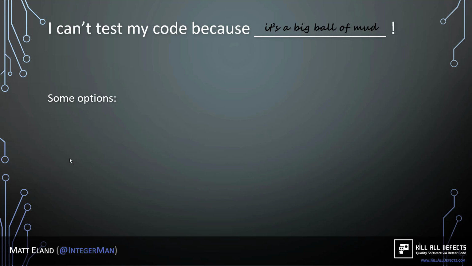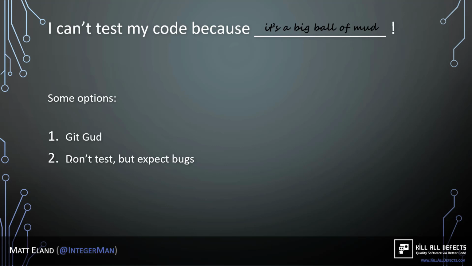And finally, I can't test my code because it's a big ball of mud. So, jokingly, you could get good. Not typically an option, at least not on the quick phase of things. You could also say, hey, I'm just not going to test anything. But you should expect your users to find the things that you didn't catch.